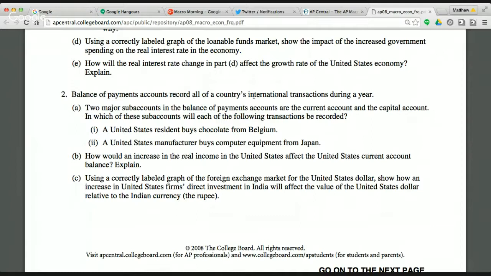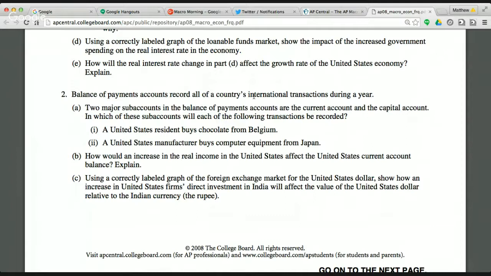All right. The United States manufacturer buys computer equipment from Japan. Current. You're trading imports and exports. We had the discussion back there of would it be capital, because could you see it as business investment? It doesn't specifically say that they're using it for manufacturing, so you would read it as just an import or export. Go with the simplest answer. Your gut says it's current, so say current.